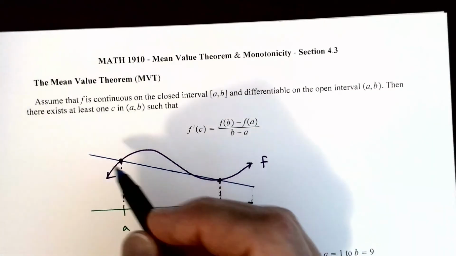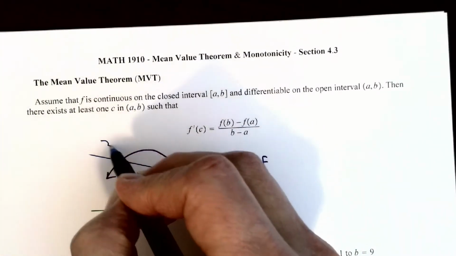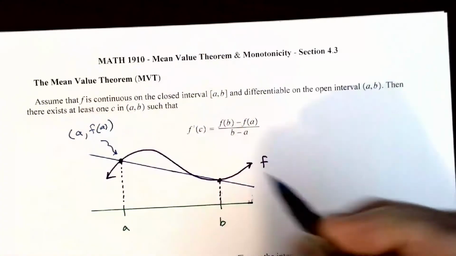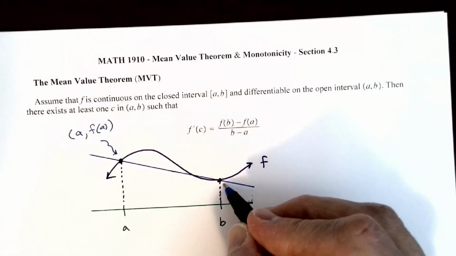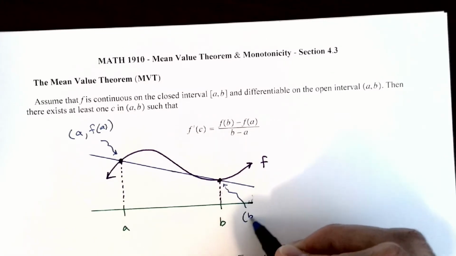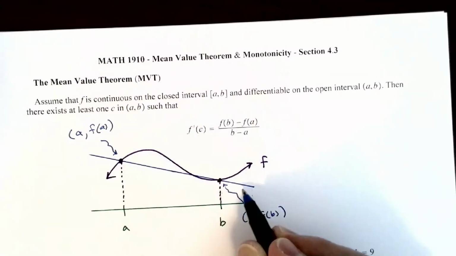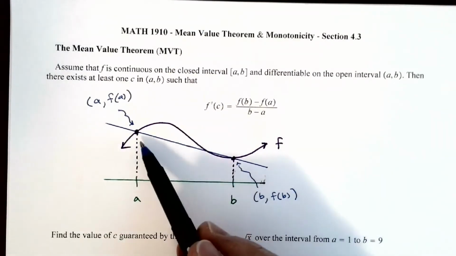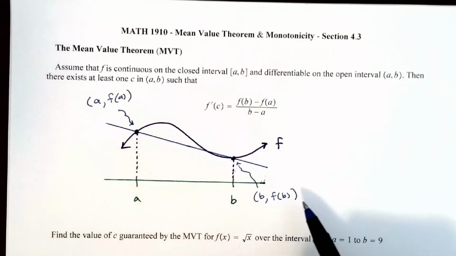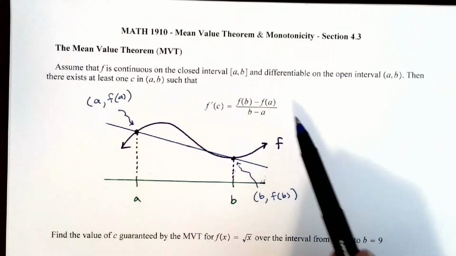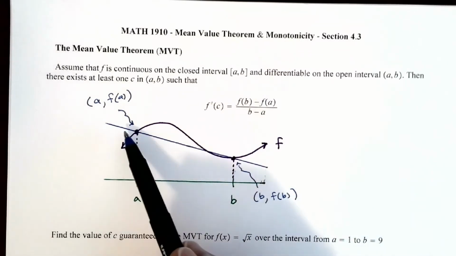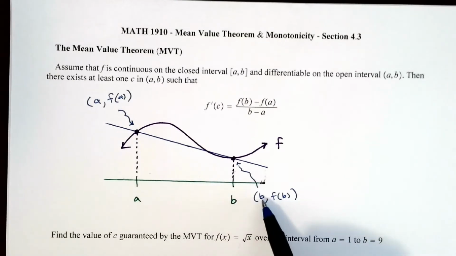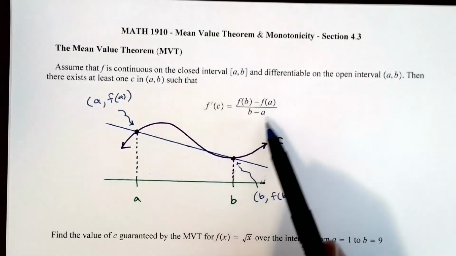Well, this point here is the point a comma f of a, input comma output. And this point here is the point b comma f of b. So you think about the slope of this line. It's the vertical change as I move from this point to this point. The vertical change is the difference of the y-coordinates, so f of b minus f of a. Notice that's the numerator here, divided by the horizontal change going from this point to this point, which is just the difference of the x-coordinates, b minus a. So that is exactly what we're saying.